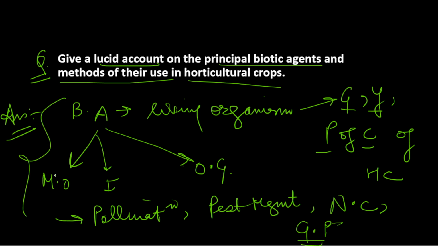Now let's first of all discuss the principal microbial agents. We will divide the question into two parts. In the first part, you will discuss the principal biological agents, and in the second part, we will discuss the methods of their use, to make our answer look beautiful. So first of all, we will be mentioning principal biotic agents in horticulture.